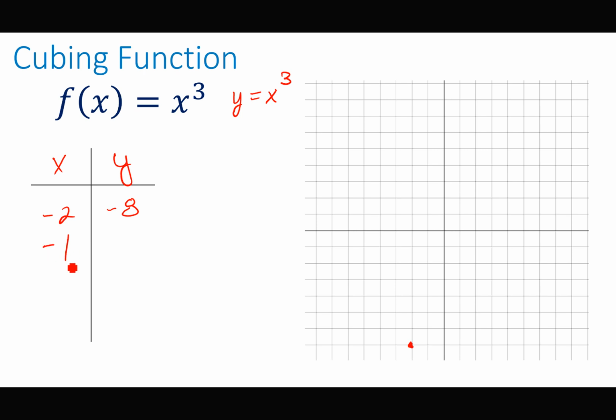I could go -1. So -1 cubed would be -1 times -1, which is 1, times another -1, would still leave me at negative. So -1, -1 would be a point. 0, 0 would be a point. If I put in +1, I end up with +1 as an output. If I put in +2, I end up with a +8 as an output. So this is what I mean, that it creates this S shape.